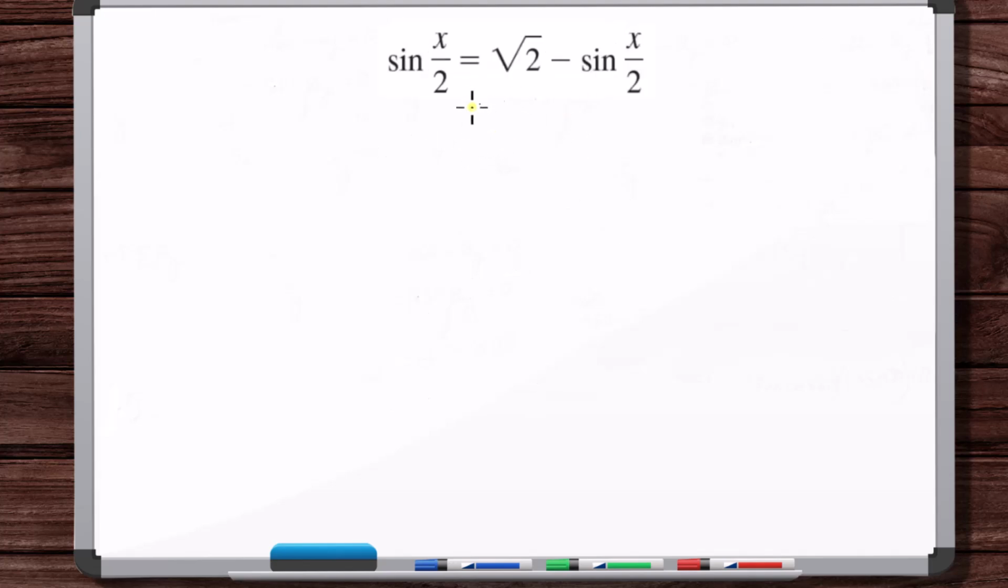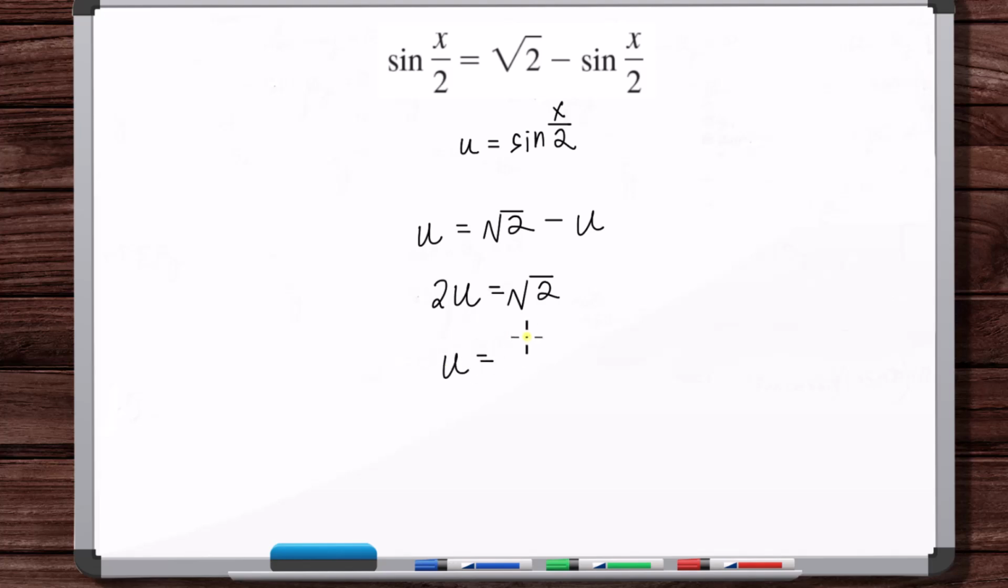Okay, so here, again, do we need to use the half angle formulas to decompose these? No, we don't, because we can just use the exact same methods that we used in the previous section for regular trig equations with single angle formulas, because we have the same trig expression throughout the entire equation. So if we say u is equal to sine of x divided by 2, we've got u is equal to root 2 minus u. So this is linear. Add u to both sides. 2u is equal to root 2. Divide both sides by 2. And there we go.